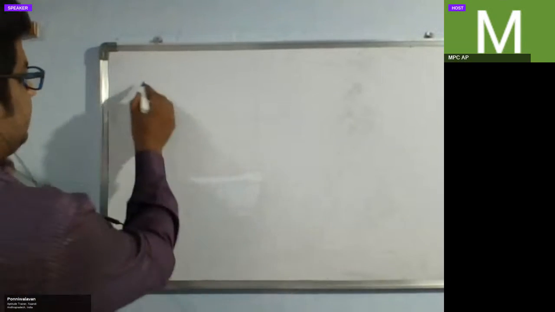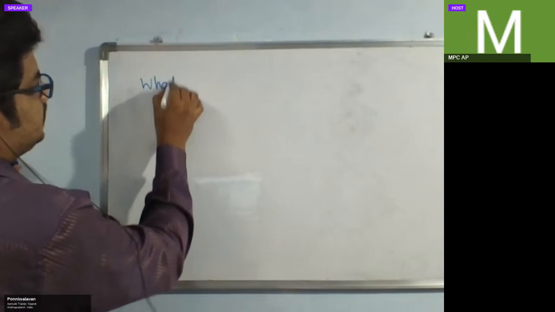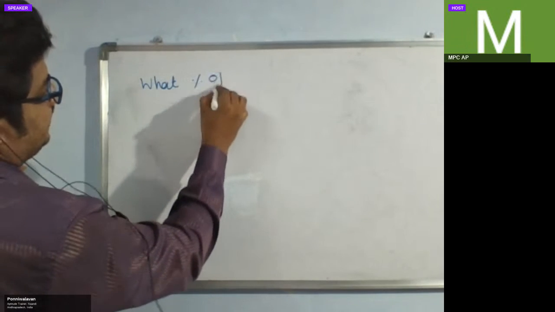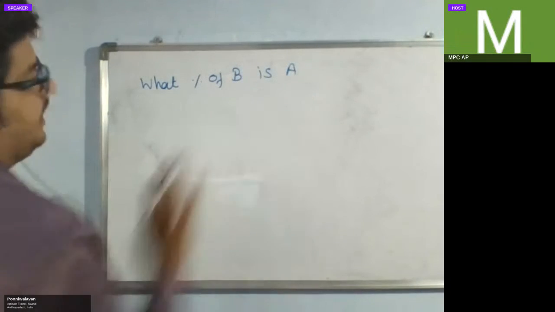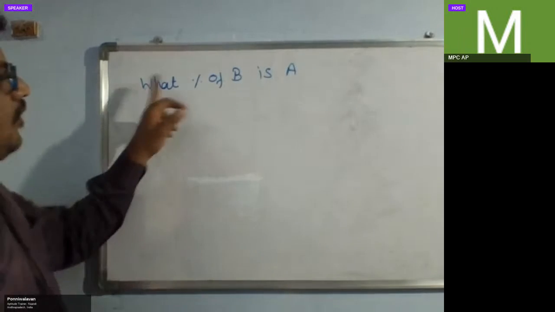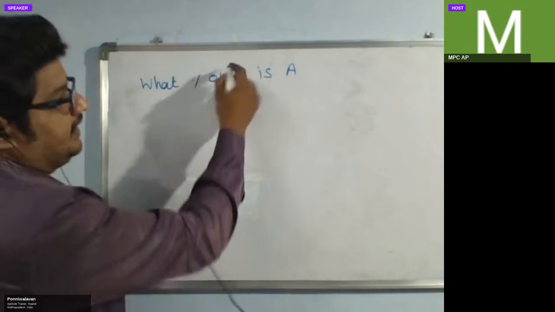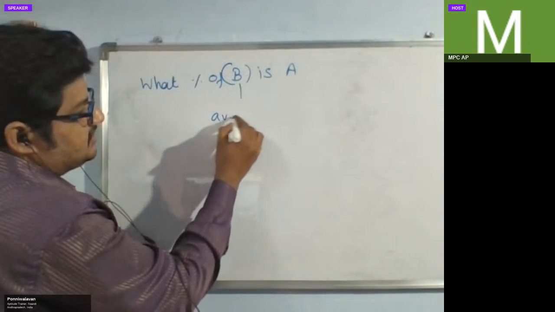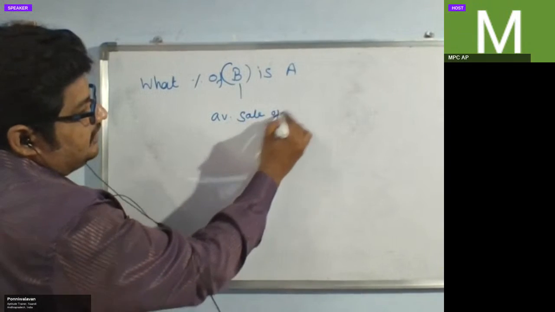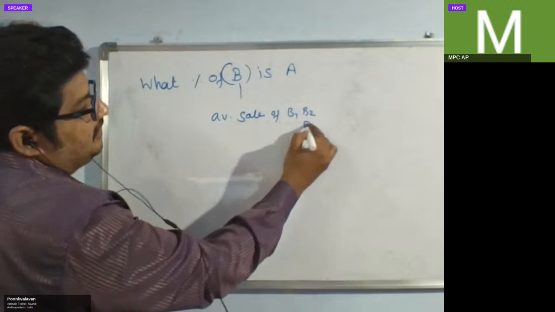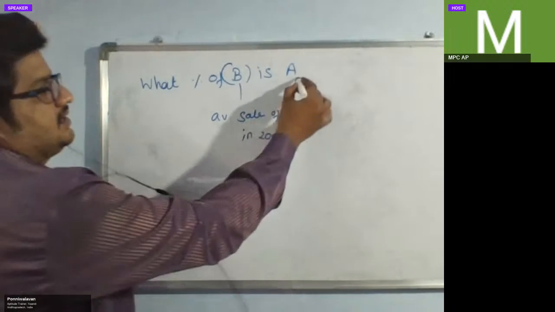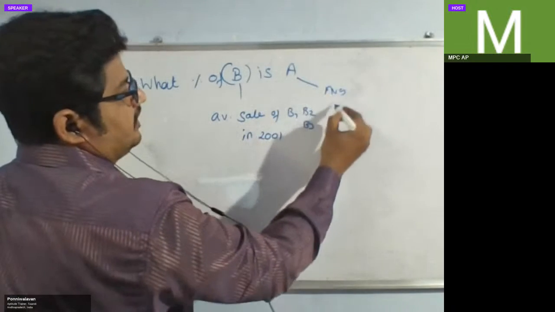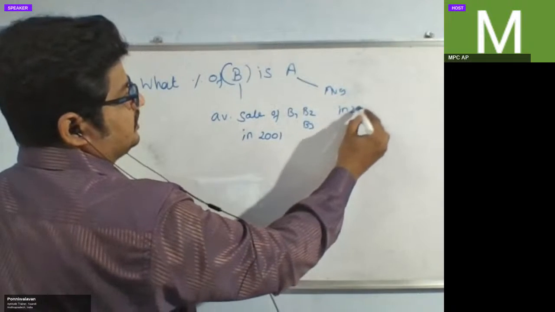I will write the question in short format. They are asking: what percentage of B is A? This is the question actually. They have given it like this: average sales of B1, B2, B3 in 2001, and here average sales of something in 2000. This is the question they are asking.